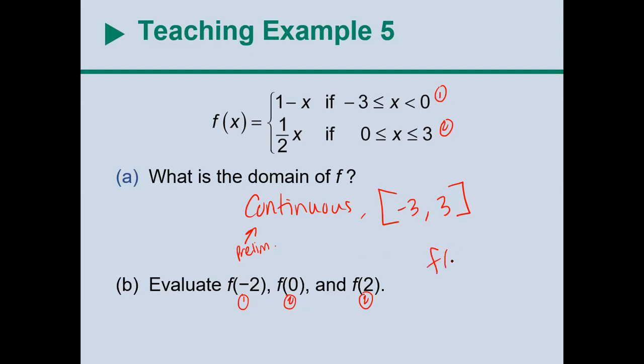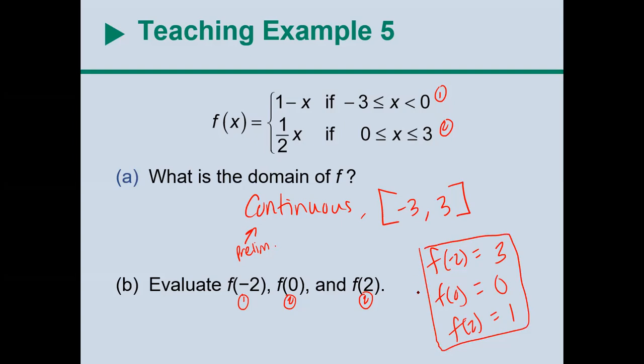So f of -2 equals, I plug in -2 into interval 1. So we have 1 minus -2 gives us 3. F of 0 is going to go in interval 2, and anything times 0 is 0. And then f of 2 goes into interval 2, and a half of 2 is 1. So those would be the values. So first you identify what interval you're using, and then you just plug in and evaluate.